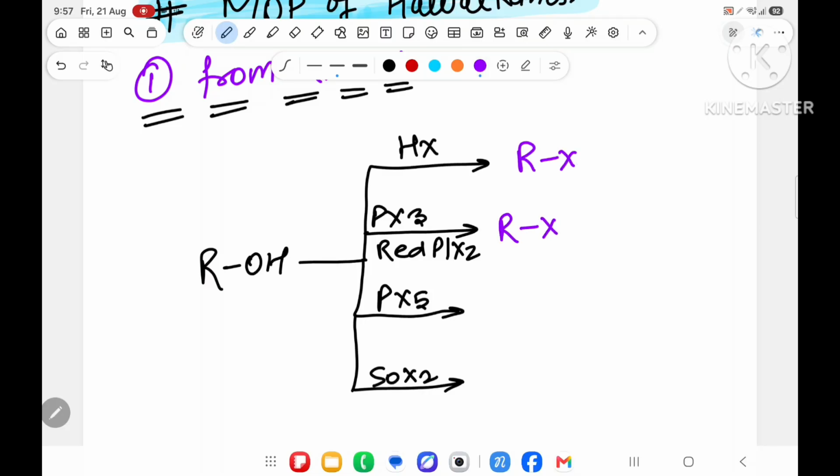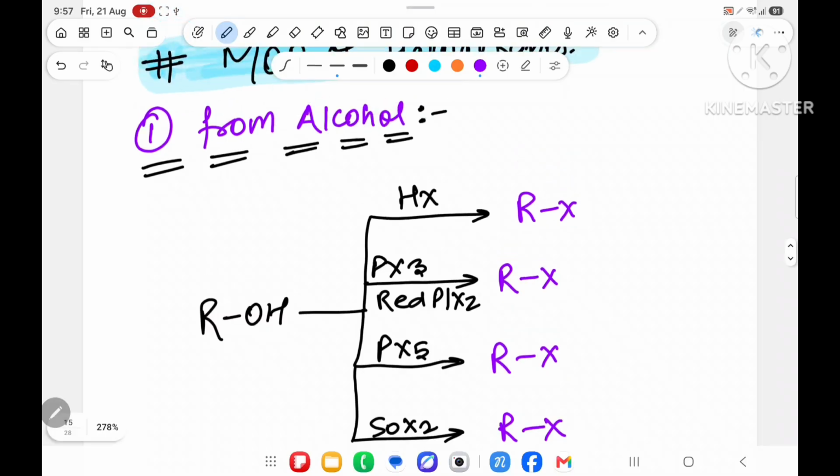It will also give alkyl halide in each case. Any problem? Now, what will happen basically is that they are giving alkyl halide in each and every reaction.